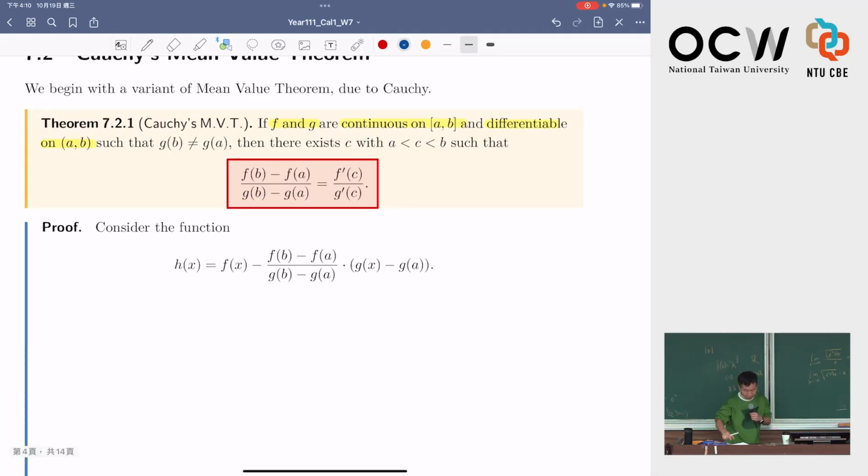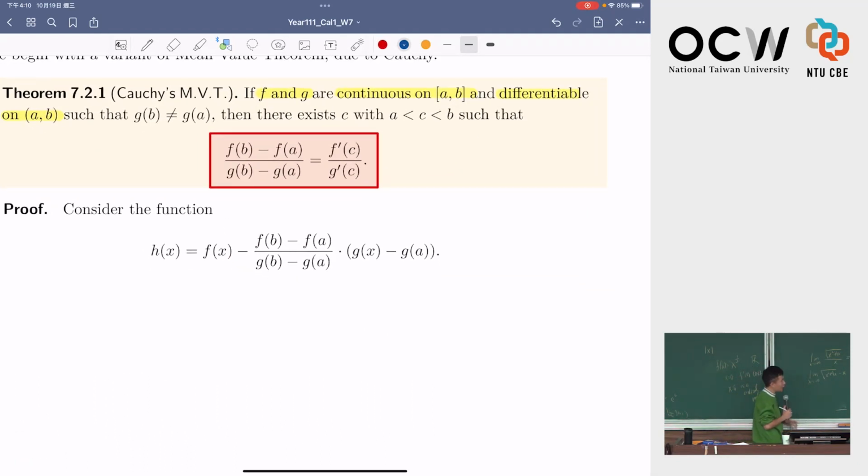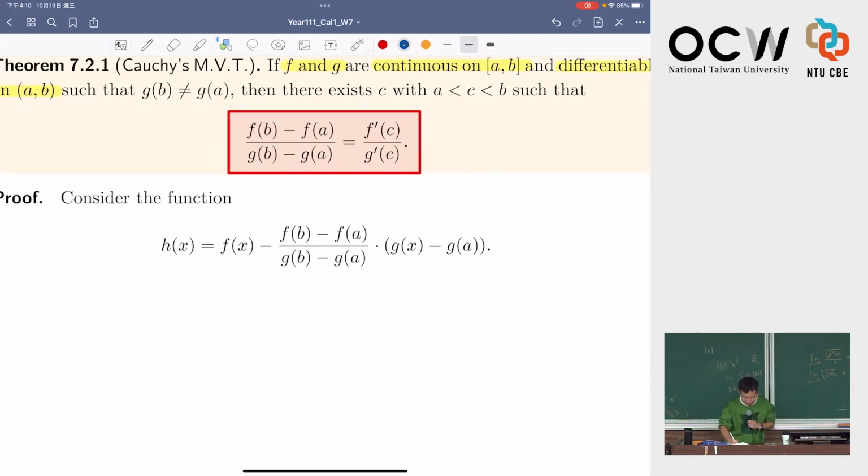But how do we do that? There's a magic here. Cauchy came up with a very fancy function. Cauchy considered this function h of x equals f of x minus f of b minus f of a over g of b minus g of a, times g of x minus g of a.